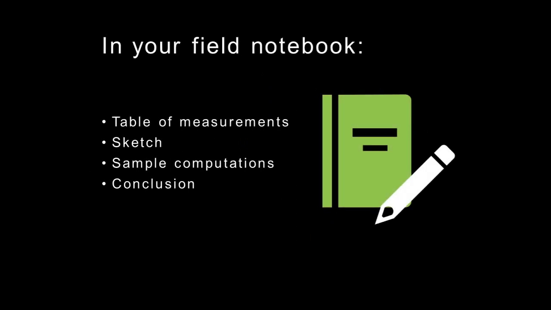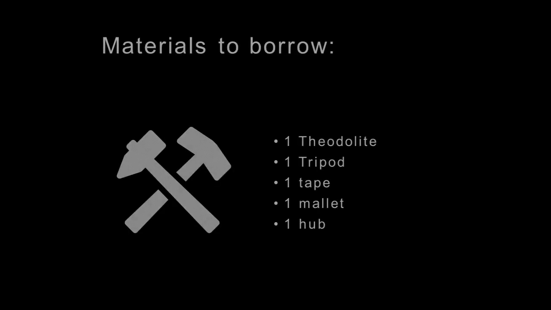In your field notebooks, we will be expecting to see these things: the table of measurements, similar to our example, the sketch of your traverse that is oriented to the north with proper labels and showcasing the measurements you have done, sample computations, and conclusion since we do not have guide questions for this exercise. The materials essential for this exercise are theodolite, tripod, field tape, mallet, and hubs or chaining pins.